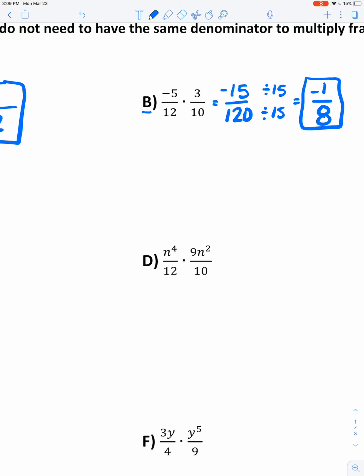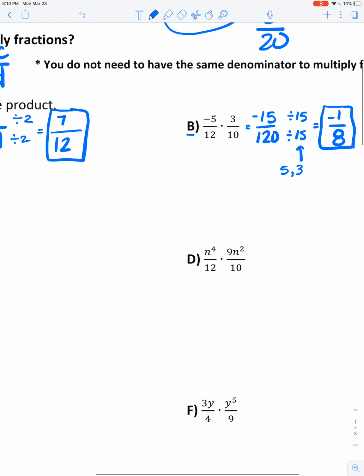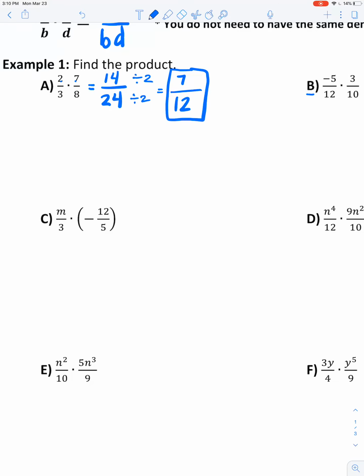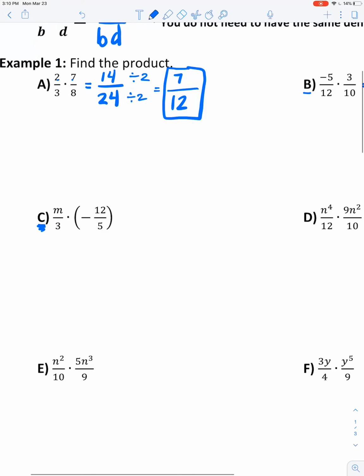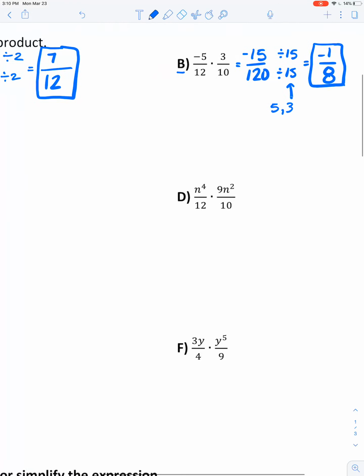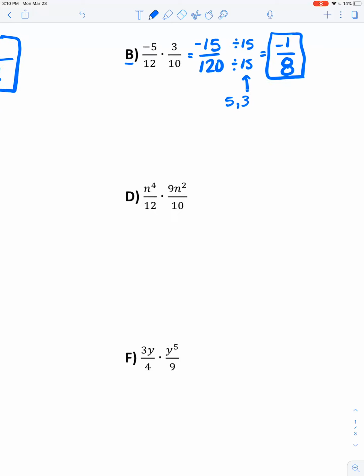If you didn't know that they were both divisible by 15 right away, that's okay. You could have tried 5, you could have tried 3, but eventually, continuously simplifying down, you should get negative 1 over 8. Okay, we're going to skip letter C. I'm going to have you try that one on your own once we're done going through example 1 together as a class. So we'll skip letter C for right now, and let's look at letter D.